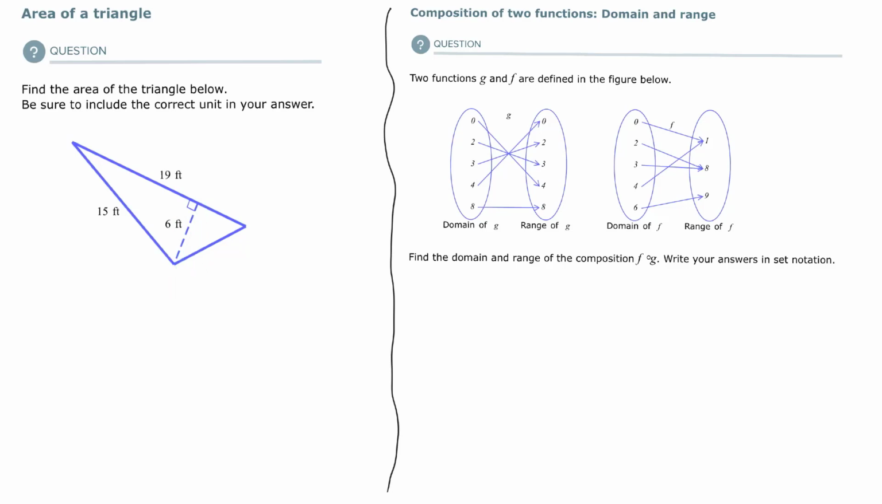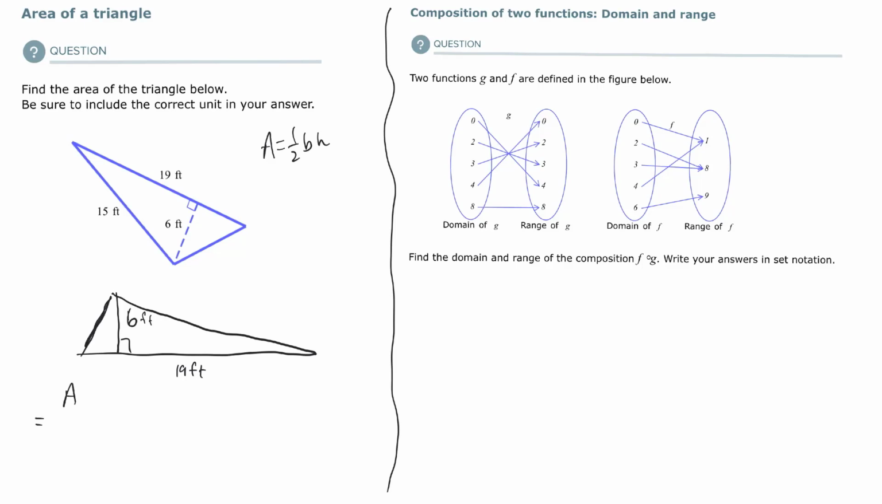Let's reorient this triangle. Let's turn it around and draw the triangle like this. And so the height of the triangle is 6 feet, and the base of the triangle is 19 feet. And that's all you really need, because we know that the area of a triangle is what? 1/2 the base times height.